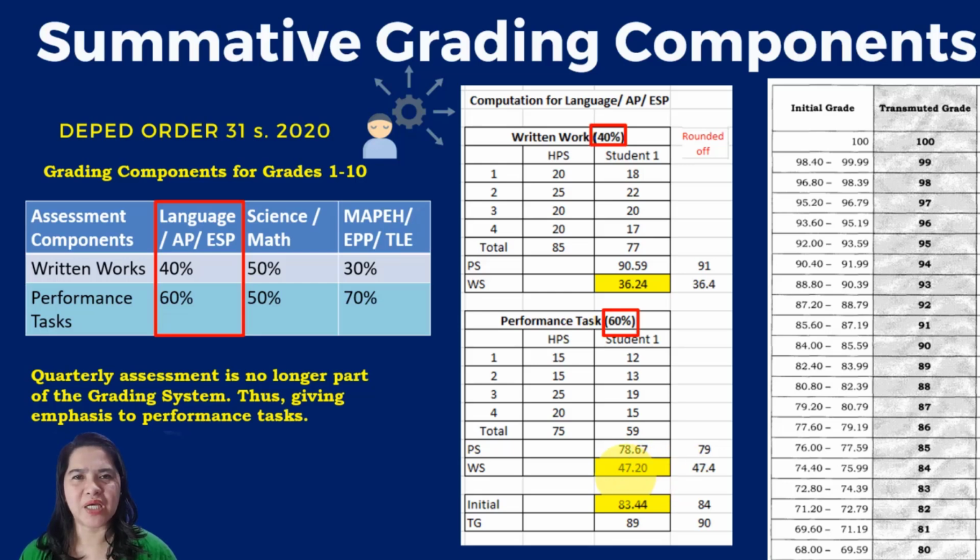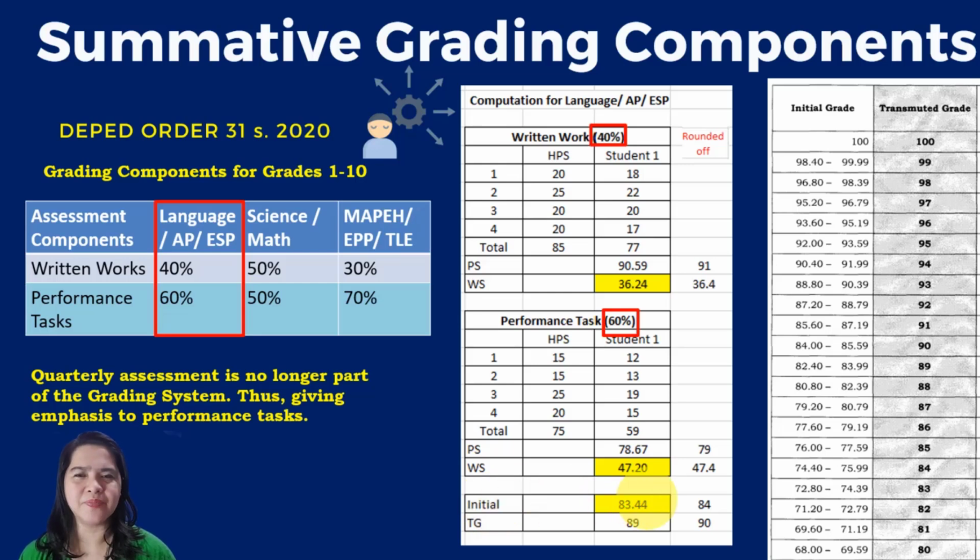Step 5, we add the weighted scores of each component. So as we add 36.24 plus 47.20, the result is 83.44, which is now our initial grade.